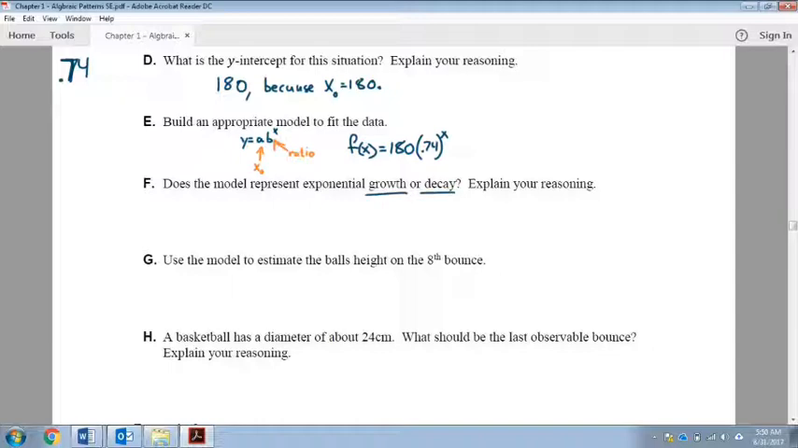We can either A, see if the data is going up or down, which in this case the data is going down, so that would tell you decay. It goes 180, like 170, 165, that sort of thing. Or you could look at the B value. If the B value is greater than 1, this is growth. If it's between 0 and 1, if it's a decimal, essentially, that's decay. So since my B value equals 0.74, this is decay.